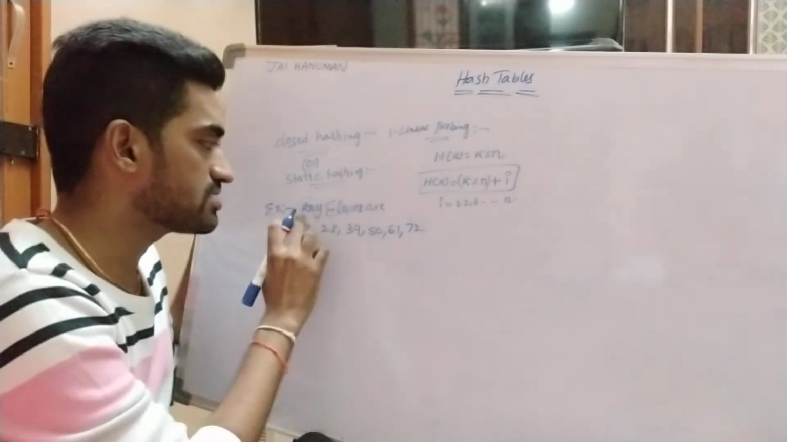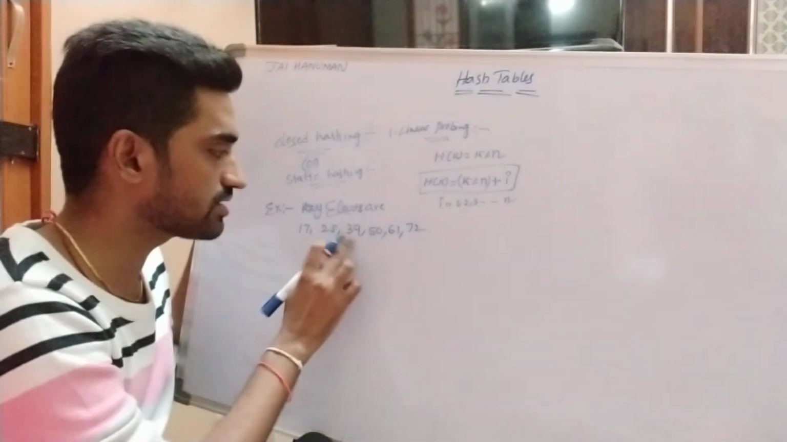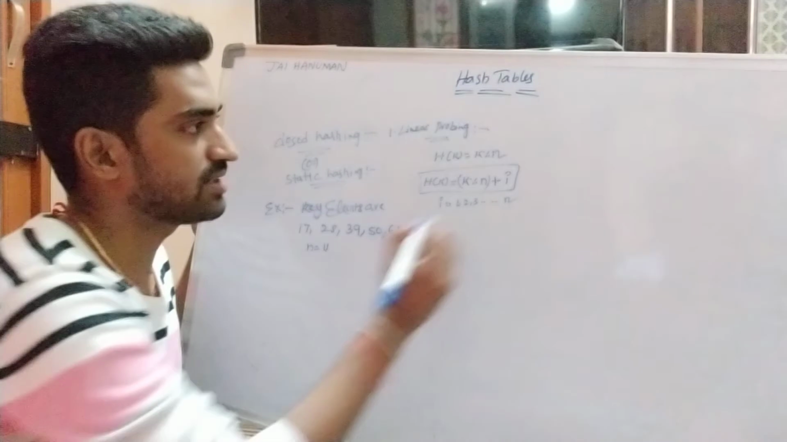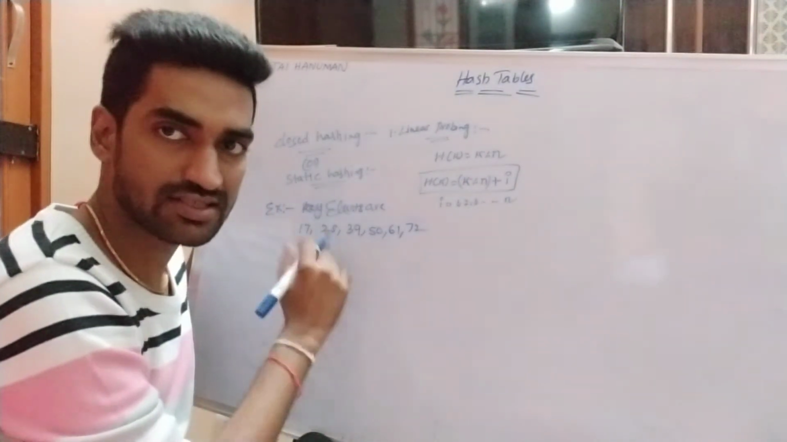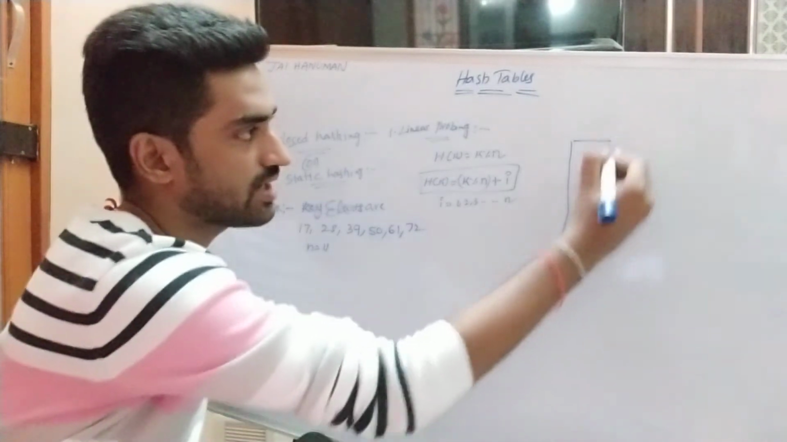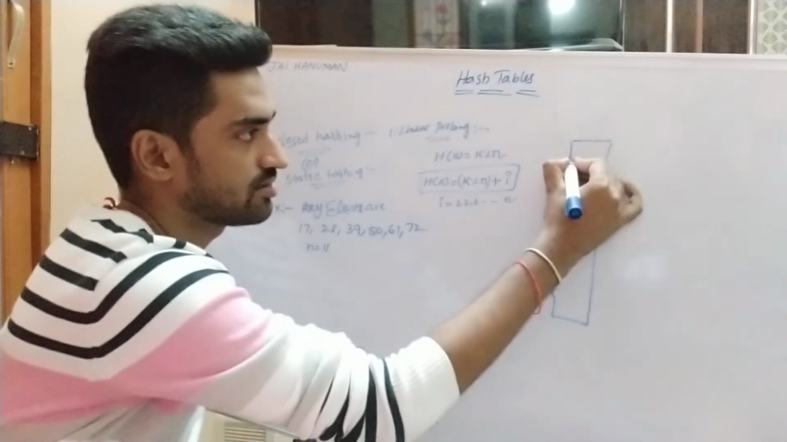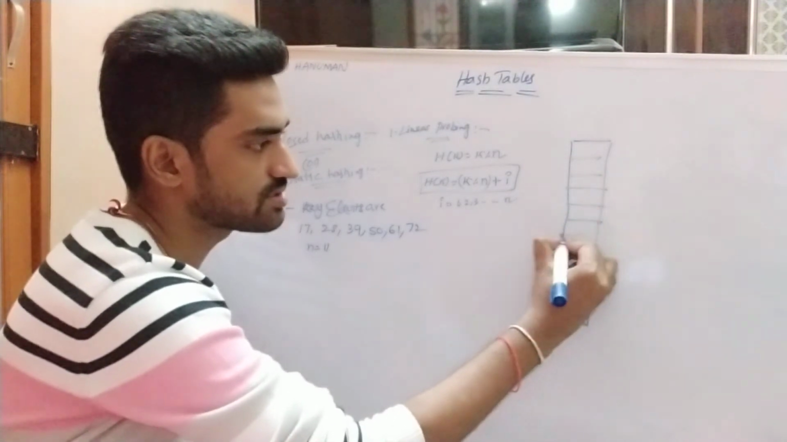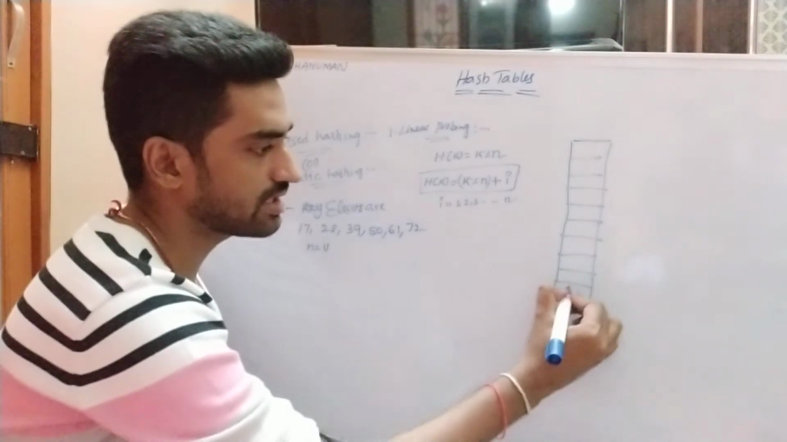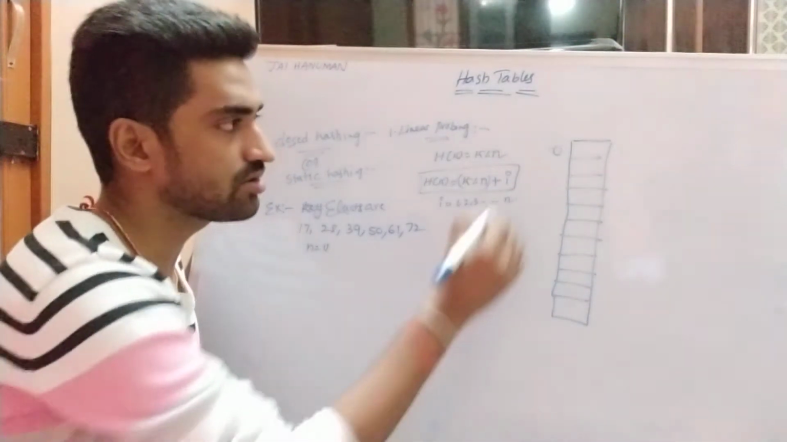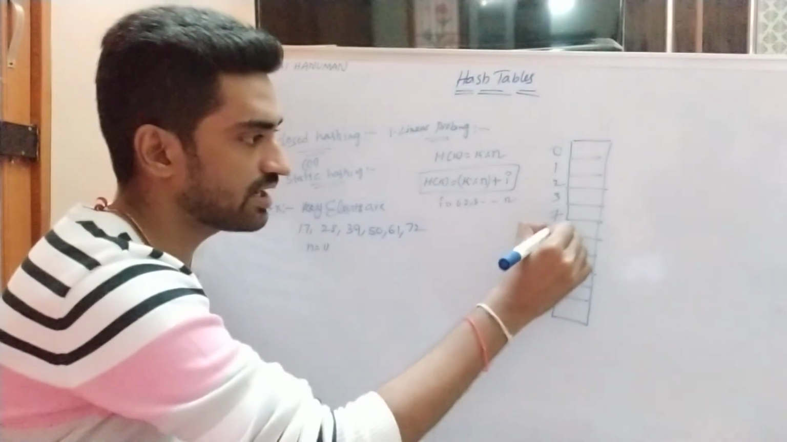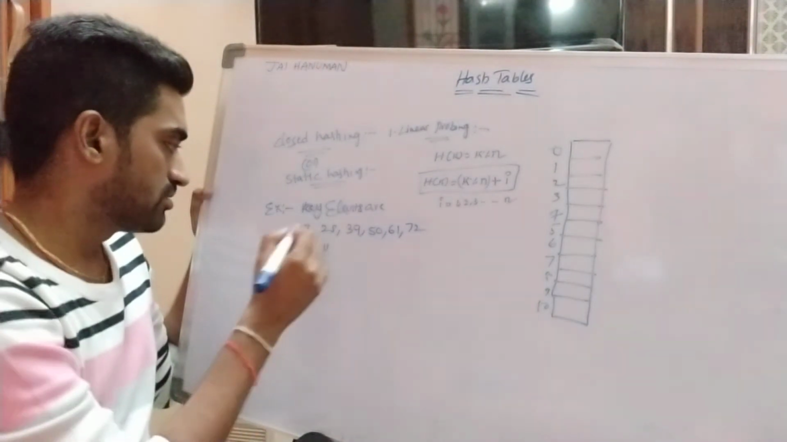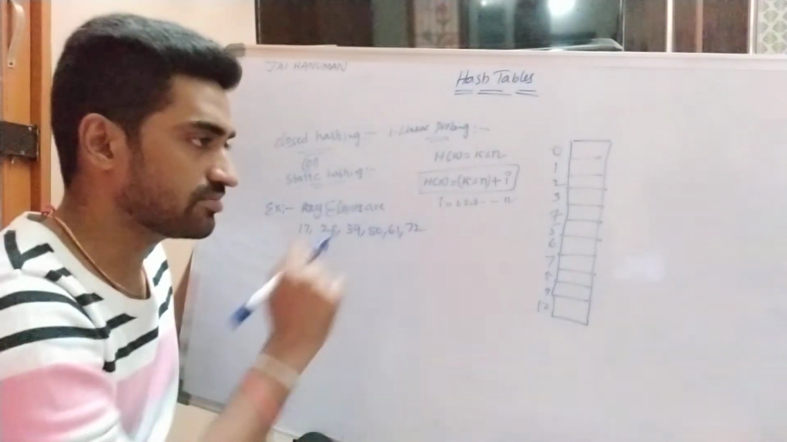Here I am considering key elements 17, 28, 39, 50, 61, 72, and size of the hash table is 11, and index starts from 0. So this is our hash table which contains 11 positions, with index from 0, 1, 2, 3, 4, 5, 6, 7, 8, 9, 10. Right? So how to apply linear probing mechanism for hashing?